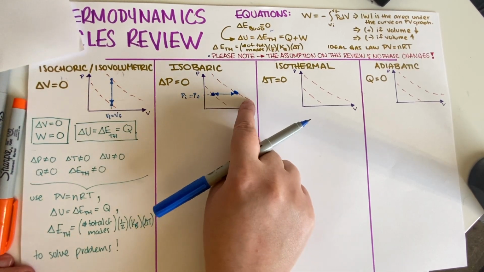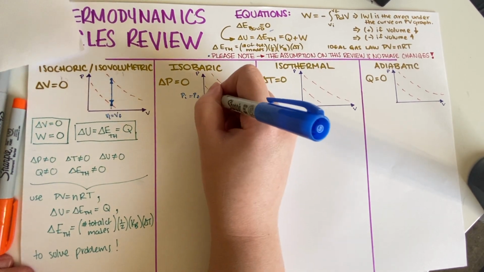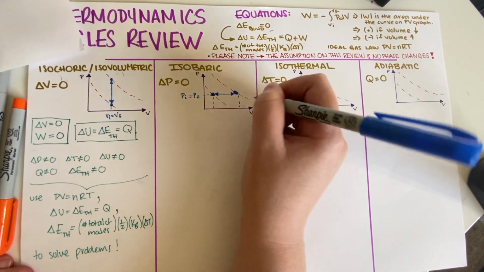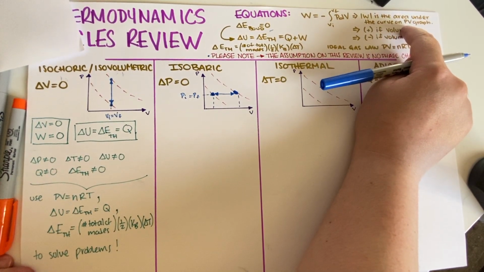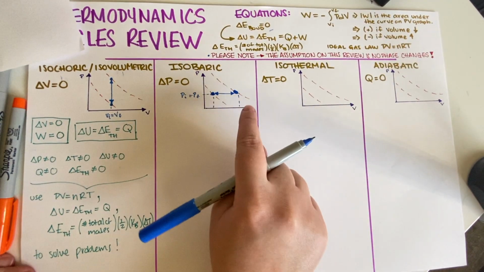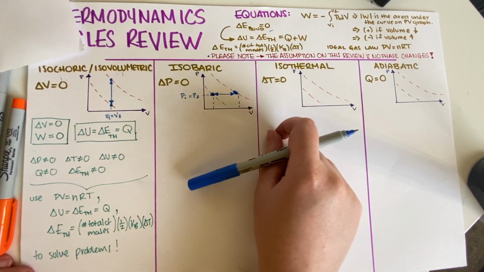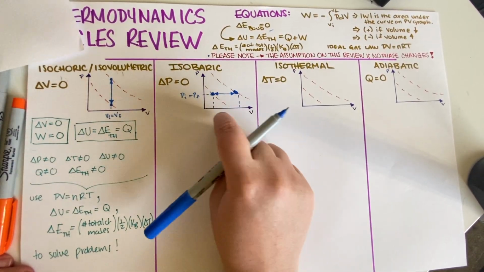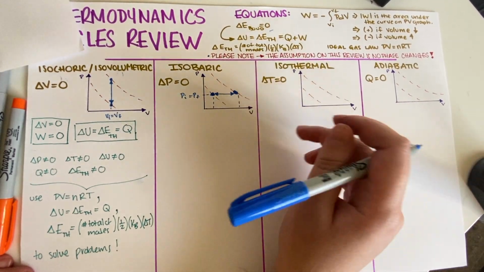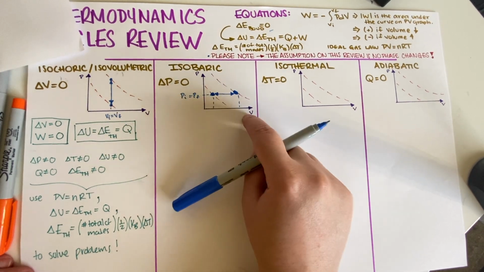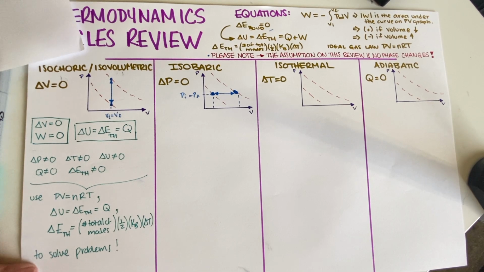Now, in this case, work is not equal to 0. However, work can simplify because work, by definition, is the area under the curve on a PV graph. So isobaric processes, when delta P is equal to 0, are just straight horizontal lines, which means that finding the area under the curve is trivial because it's literally finding the area under a rectangle.